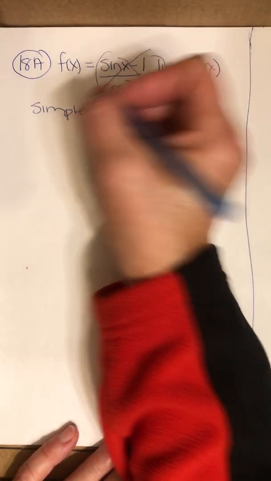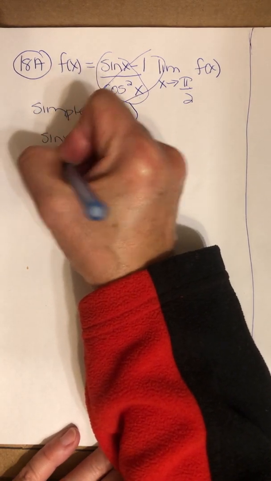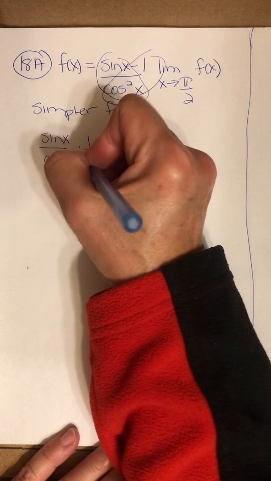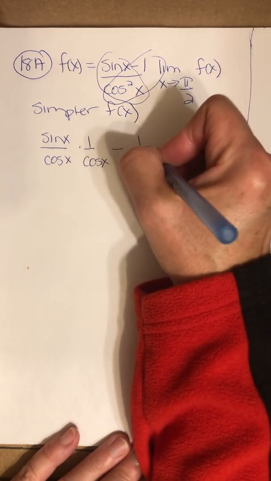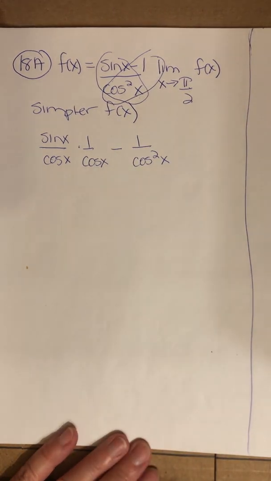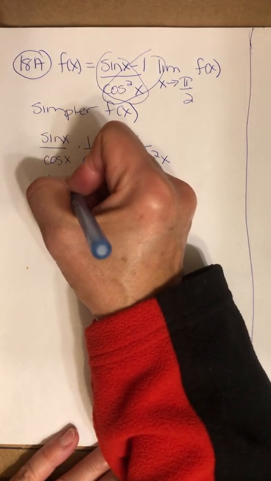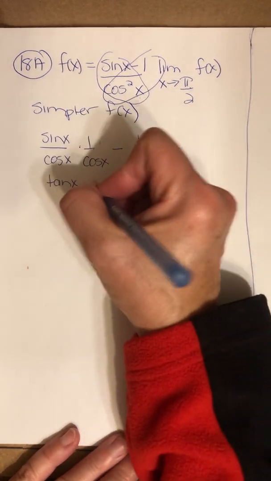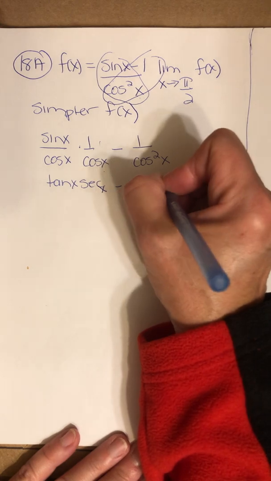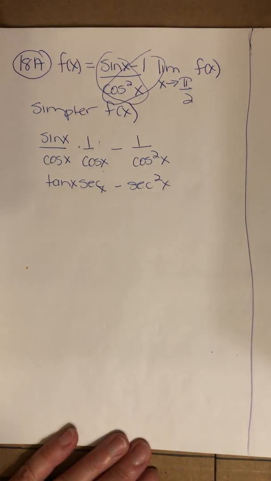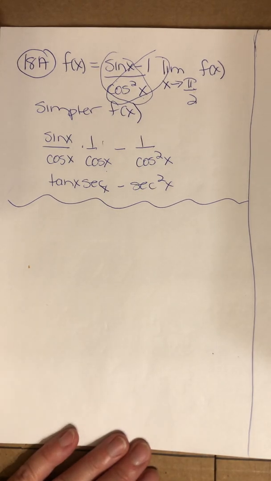So again, let me say that real quick. I'm seeing something like this. Notice I broke up the common denominator into 2 pieces. And so what I'm seeing here is tangent times a secant here minus a secant squared. And that is not one of the answers. And so that was a really nice try. So let's try something else.